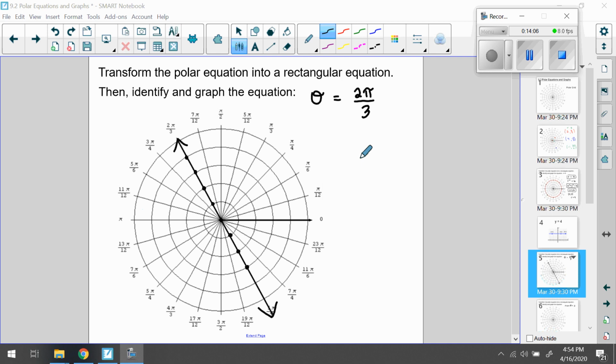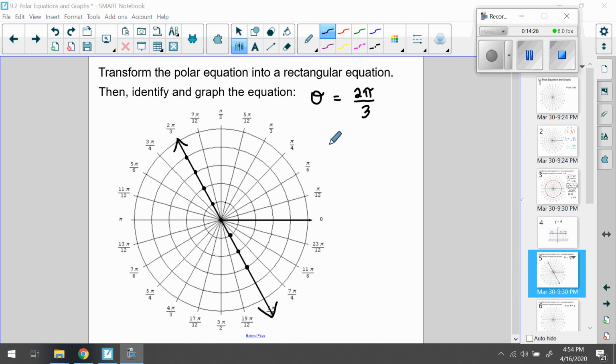And we had a couple suggestions. One was multiplying both sides by r. I don't think that helps us in this case, because then you just get r theta equals 2 pi over 3 r, and that's kind of weird and not helpful. If you try squaring both sides, you get theta squared, and again, that's not really familiar or helpful. And so I'm going to show you a new trick that we can use.